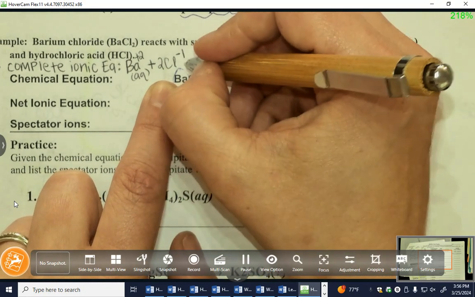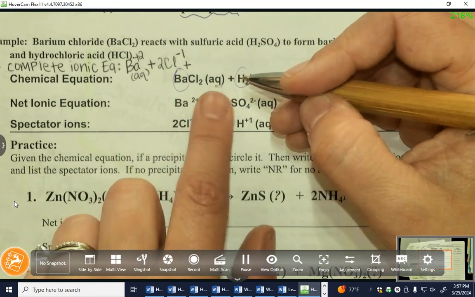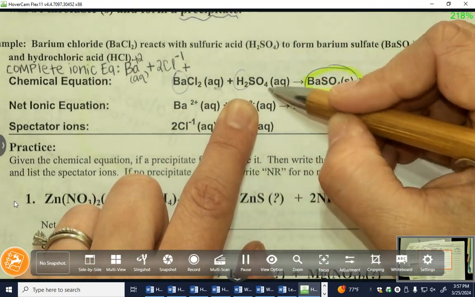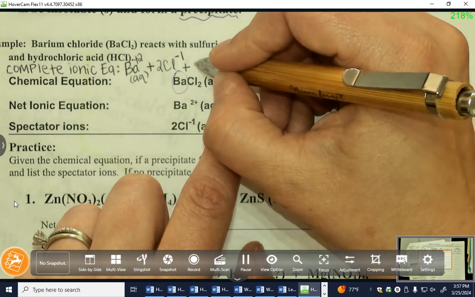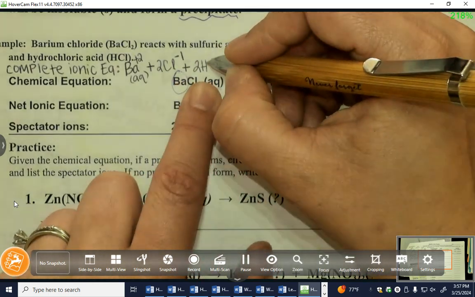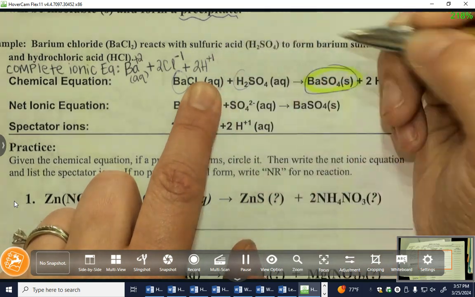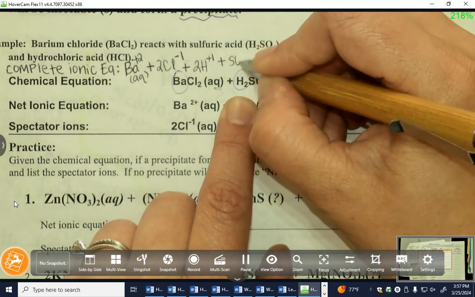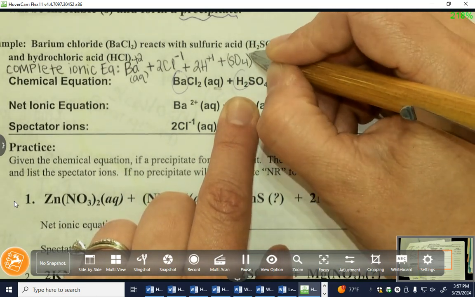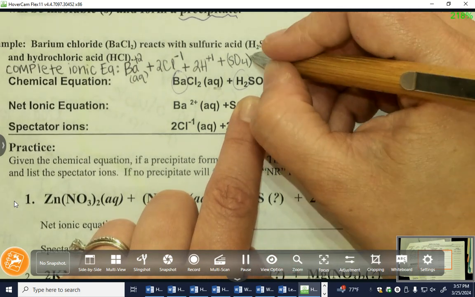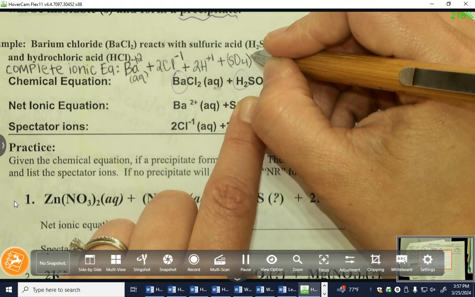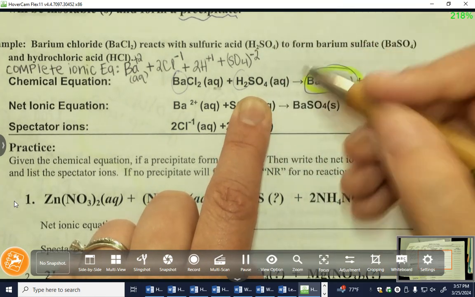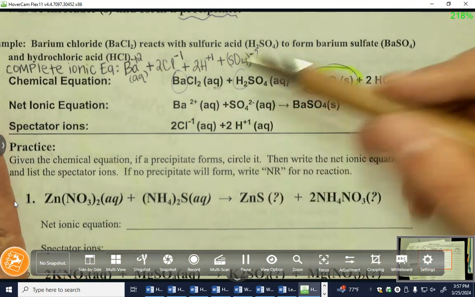Okay? Then we're going to say plus. Okay, so that's our first aqueous. Now we're at our next aqueous. We have 2 hydrogens and 1 sulfate, so we're going to show that. 2 hydrogens. Each hydrogen has a +1 charge. Plus, and then 1 sulfate. And sulfate has what charge? -2. Good. -2. All right, so those are our reactants split into their ions.